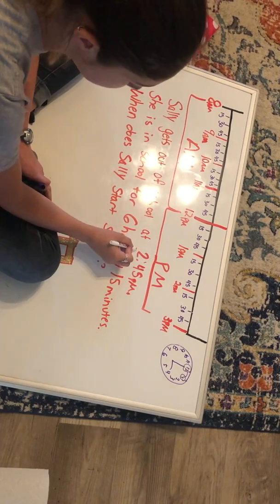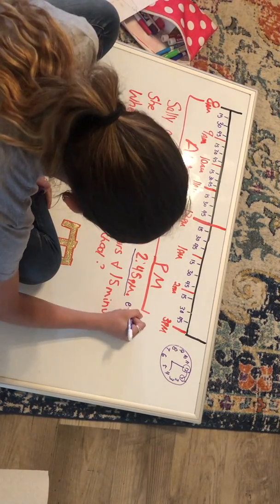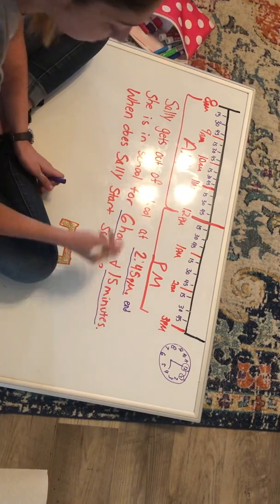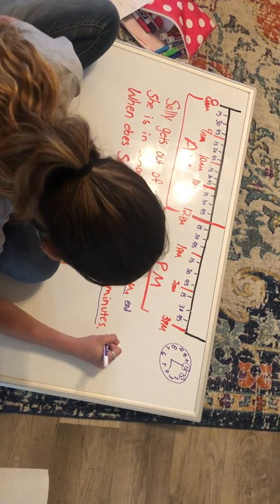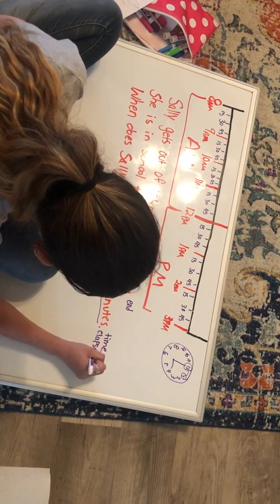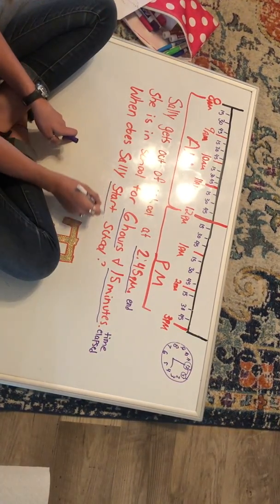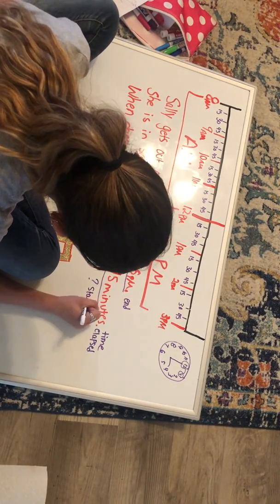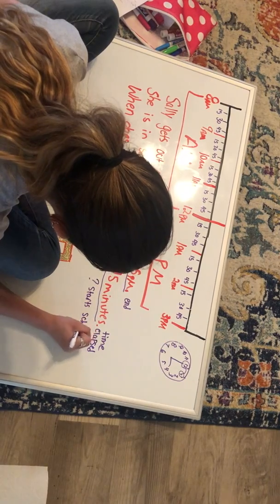We know our end time, so this is end, and we know the time elapsed, which is 6 hours and 15 minutes. Time elapsed. So we're looking for what time Sally starts school. So question mark, starts school.